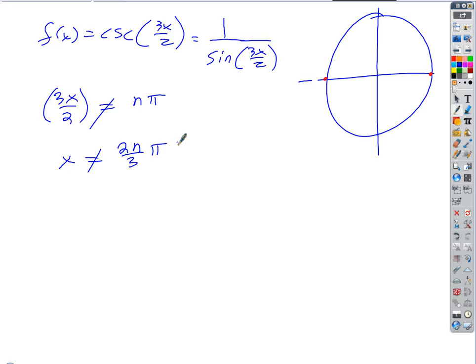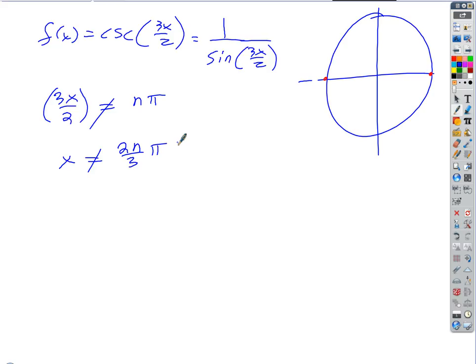Right, so we're solving for x. X is not equal to what? Well, let's just try it. If n is 0, what do we get back? So that's not in the interior interval, not in the open interval, right? What about if n is 1? Well, we'd get 2/3 pi. That works. That's between 0 and 2 pi.